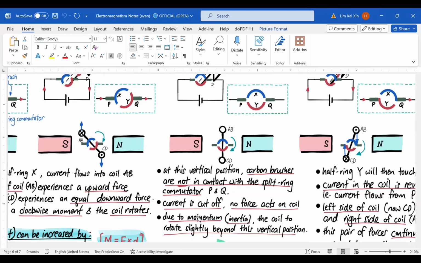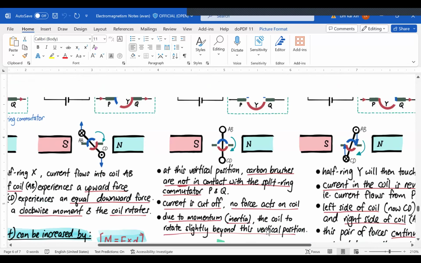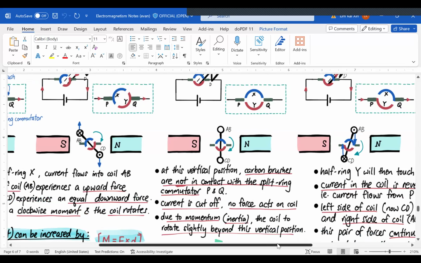But there is something called momentum, or the inertia of the coil. The coil is initially moving clockwise. It doesn't want to stop moving, it has the momentum. So this inertia or momentum will actually bring the coil slightly more clockwise, because the coil doesn't want to change its original motion of moving clockwise. So the coil will rotate slightly beyond this vertical position. And you need to know that, so I'm moving on.